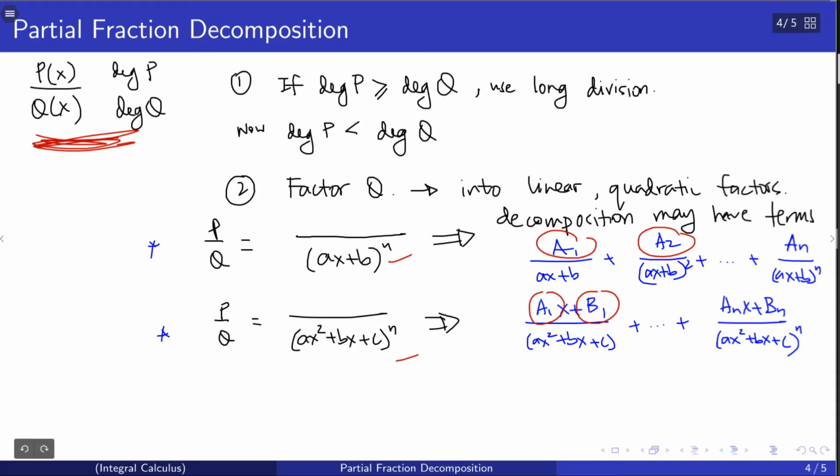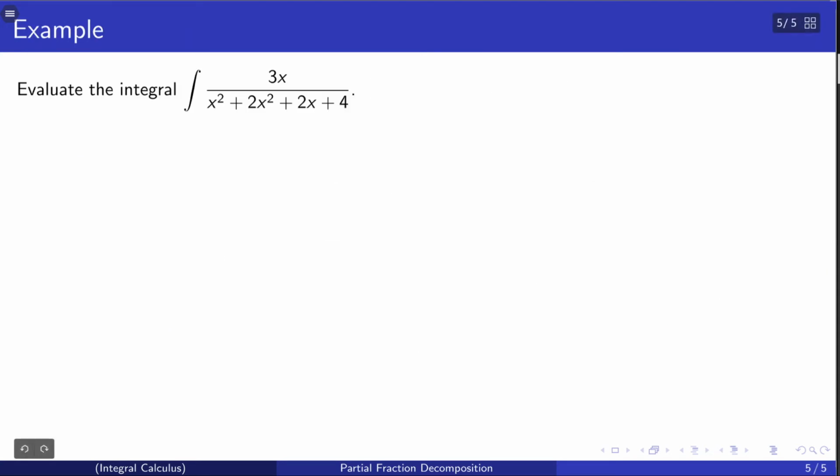Okay, so that's probably a bit abstract for you, right? So let's work on an actual example so I can show you what I mean here. Evaluate this integral, 3x over x squared plus 2x squared plus 2x plus 4. Oh, that's a typo there. That should be x cubed plus 2x squared plus 2x plus 4.